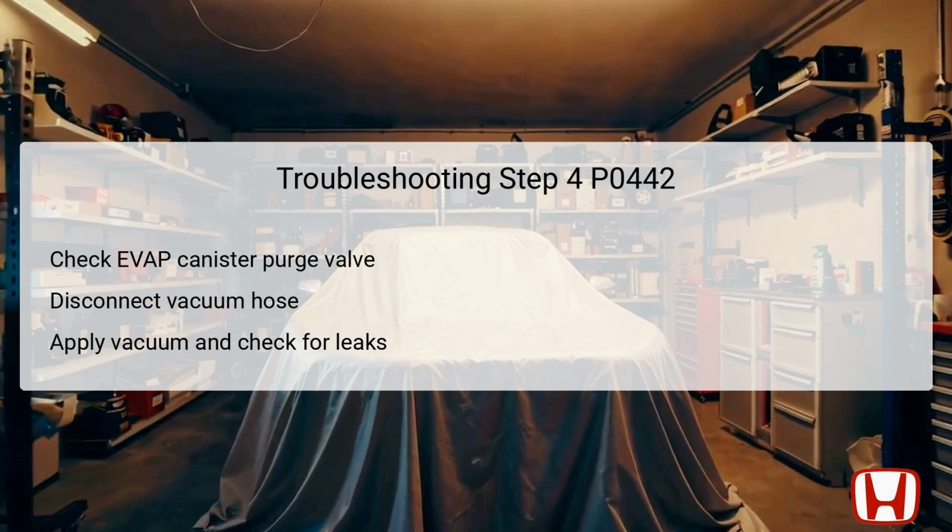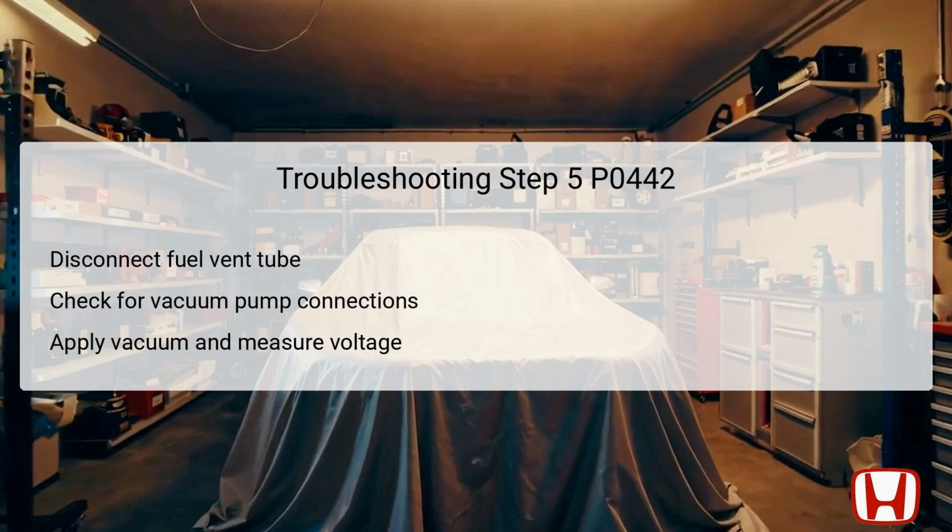If the valve fails this test by not holding the vacuum, it indicates a leak and that the valve must be replaced. This step is critical, as a faulty purge valve can dramatically affect the entire EVAP operation and lead to recurring error codes. In step 5, you will diagnose possible failure areas further, starting with the fuel vent tube.